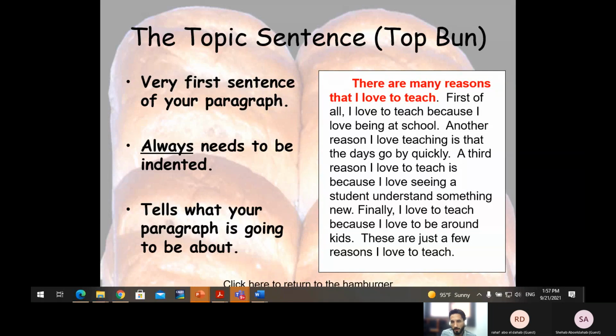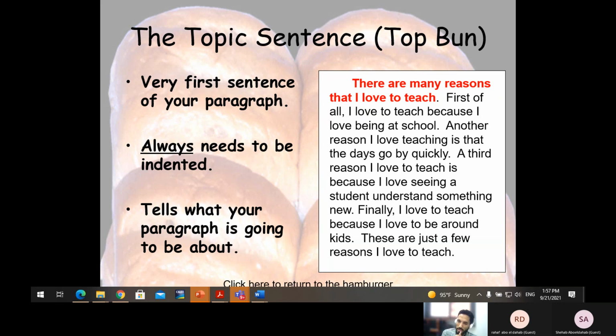First of all, what comes after first of all? Here the writer used some transition words like first of all, a third reason that, and finally. It's important to use transition words to link the ideas and to make a logical sequence of ideas. It's important to do that.